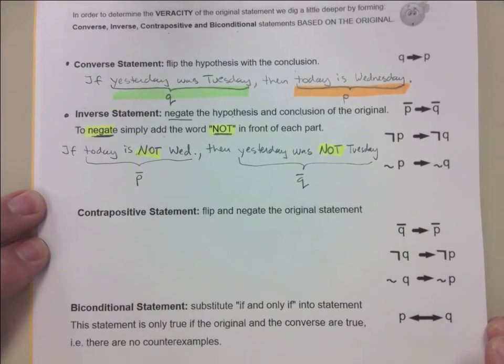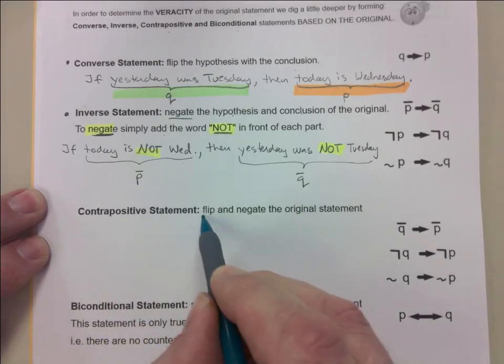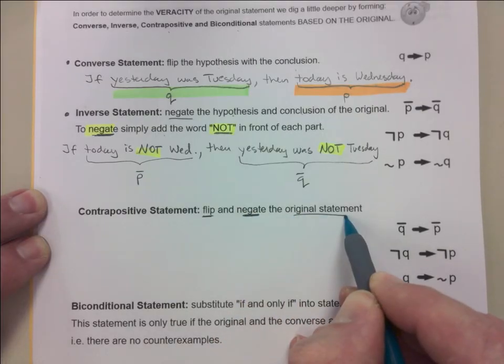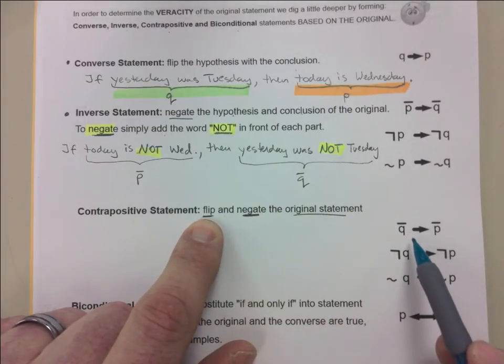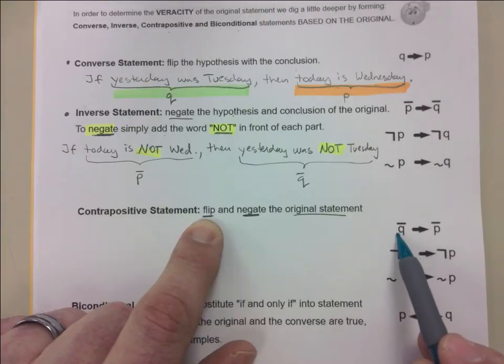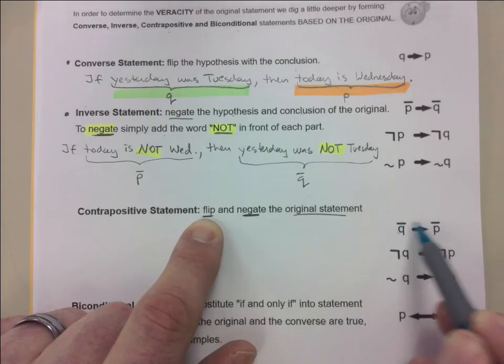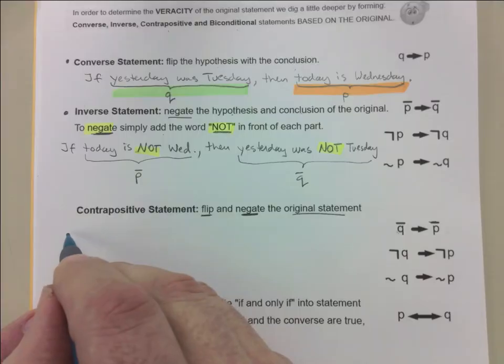Contrapositive. Contrapositive is flip and then negate the original statement. Listen carefully. Flip, by that I mean there used to be the P here, now it's Q there, right? So we flipped them, and what else did we do? We negate it. So it's like a mix of what happened before. So be careful.